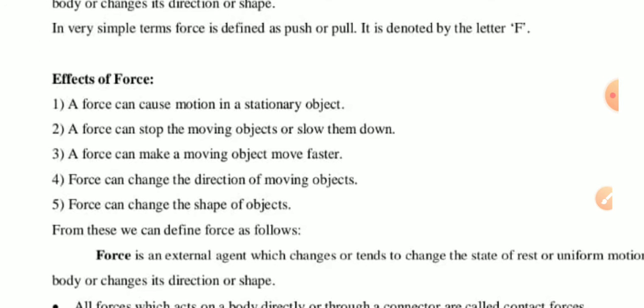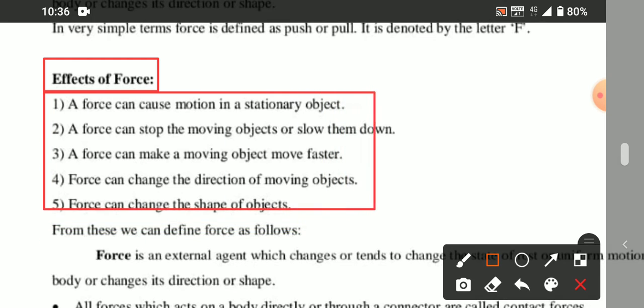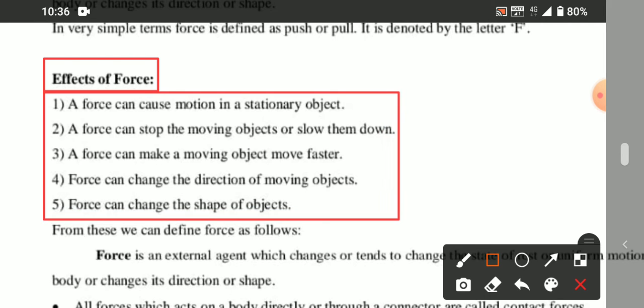So here are the effects of forces. In the effects of forces we have 5 points. Let's see those 5 points. These are the points given as effects of force. Let us see the first point. The first point is: a force can cause motion in a stationary object.